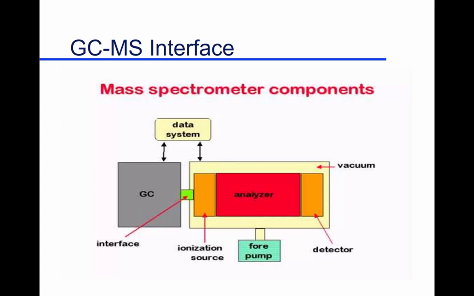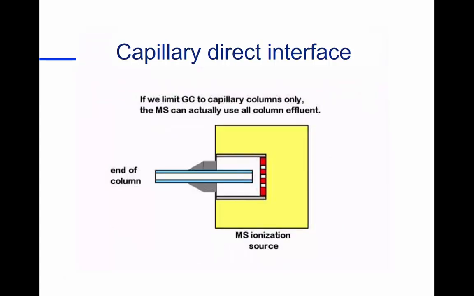So this is kind of things lined up. Our effluent from the gas chromatograph goes into our ionization source, gets analyzed, detected, and of course we get an output. There'll always be a fore pump and a high vacuum pump. It's kind of what we call a roughing pump that gets the vacuum to a certain point. Then we have really a good pump that gets us down to 10 to the minus 6 atmospheres or so. So these are basically the systems.